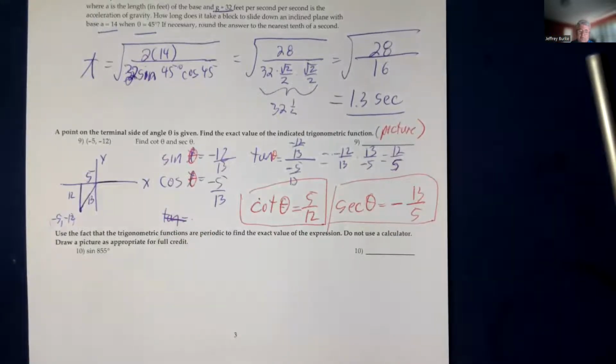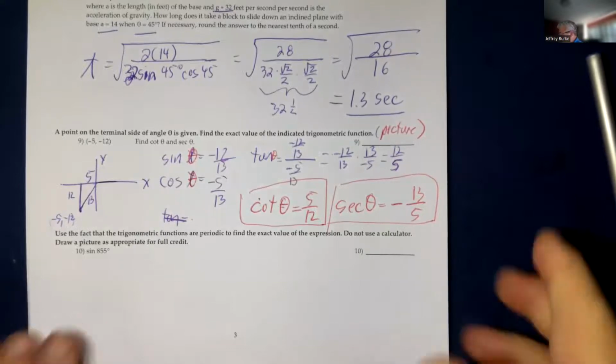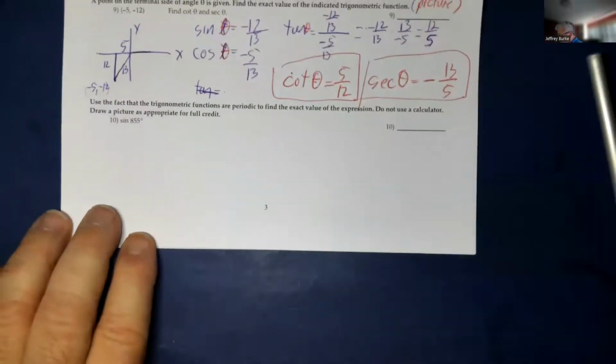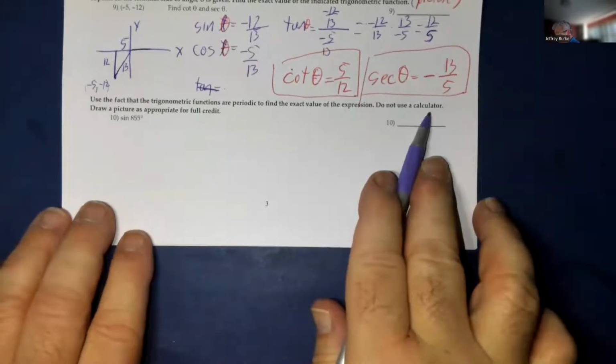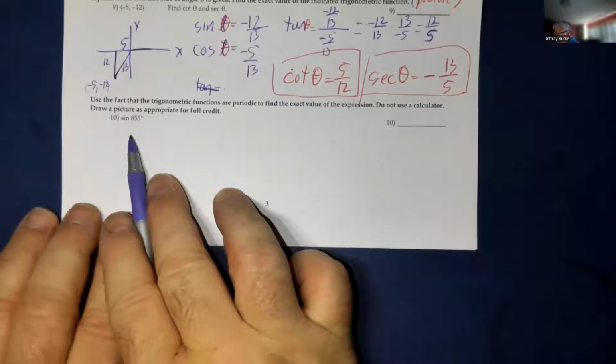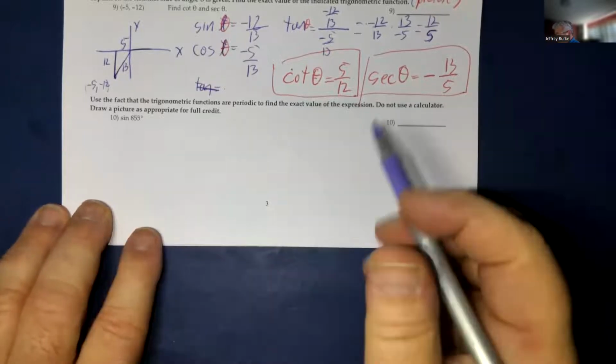And there are your answers for question number 9. Let's take a look at number 10. It says, use the fact that trigonometric functions are periodic to find the exact values of the expression. Do not use a calculator. Draw a picture as appropriate for full credit. So those directions I added.